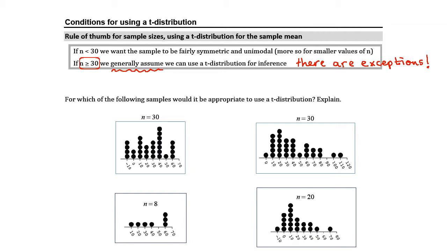So let's look at a few examples here. In our first image, we have n equals 30, and it looks like the shape is not too bad. It's not a perfect bell shape, but it doesn't have extreme skew or extreme outliers. And we have n equals 30, which is our minimum size for assuming that even if the shape isn't that great, we can probably get by.